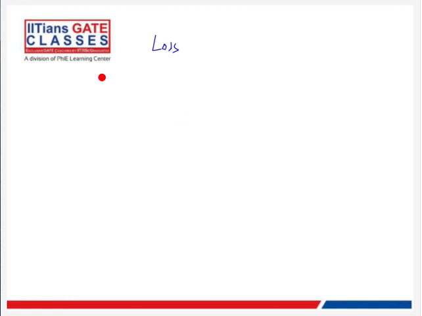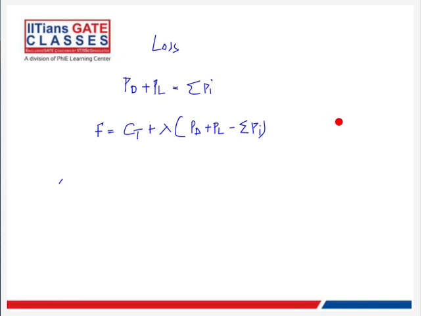Right. So with losses, what happens? The condition that we need to meet is PD, P demand, plus P loss is equal to sigma Pi. So if you remember our Lagrangian function, it is minimize F. So here in this case we have to say minimize total cost with the condition PD plus PL minus sigma Pi, subject to the conditions that Pi is between max and min. So that condition still holds, right?